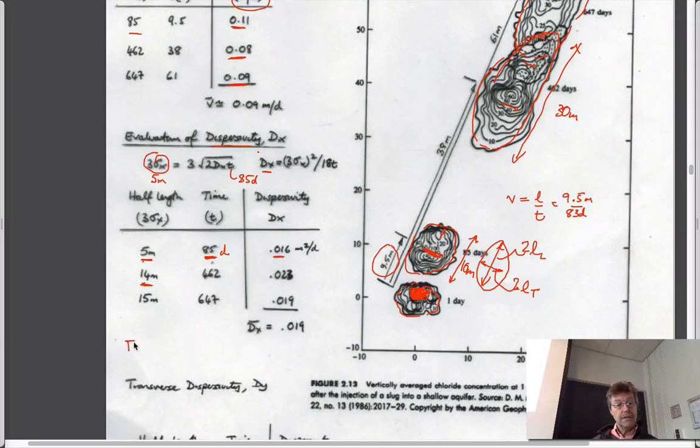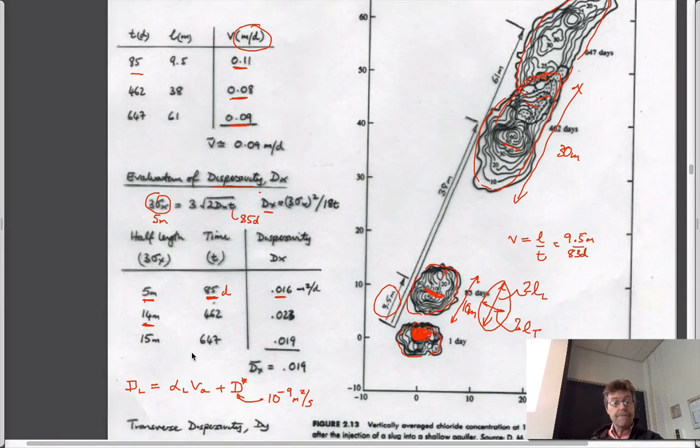So this would be D_L, and that would be equal to alpha_L times the advective velocity plus the diffusion coefficient. And so we said that the biggest we think this might be is of the order of 10 to the minus 9 meters squared per second. How big is that? I'm guessing it's small, but I don't know. I guess we could check that.